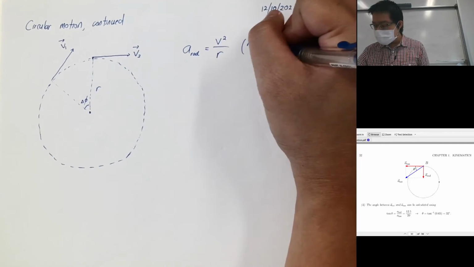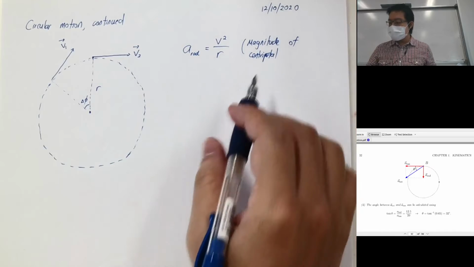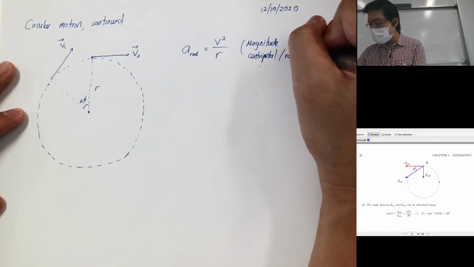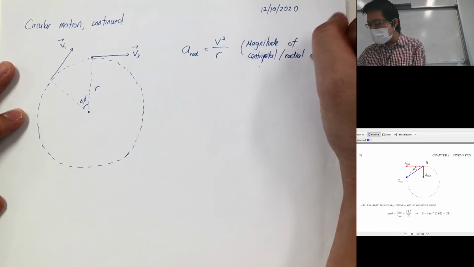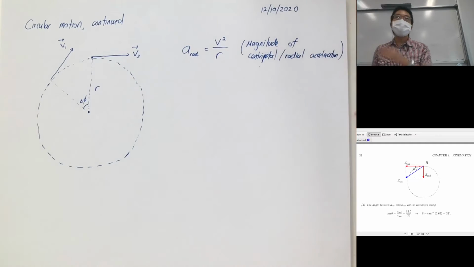And this is the magnitude of the centripetal acceleration. Sometimes in the textbook they call it centripetal, or sometimes radial. It means the same thing. We have calculated the magnitude. The next thing we want to figure out is the direction.